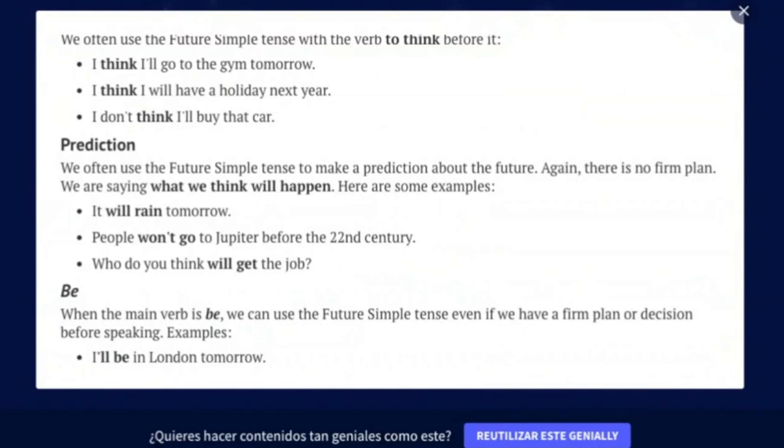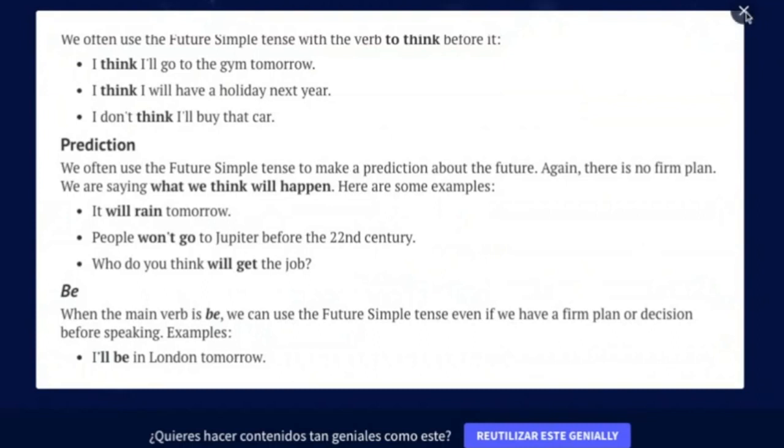Porque es lo que yo pienso que va a suceder. ¿Ok? O, por ejemplo, people won't go to Jupiter before the 22nd century. Las personas no van a ir a Júpiter antes del siglo 22. ¿Okay? Probablemente sí, probablemente no, quién sabe, nadie sabe, pero eso es una predicción, una cosa que yo creo y lo estoy externando. ¿Ok? And who do you think will get the job? ¿Quién piensas o quién crees que se vaya a quedar con el trabajo? Es otra de las opciones.